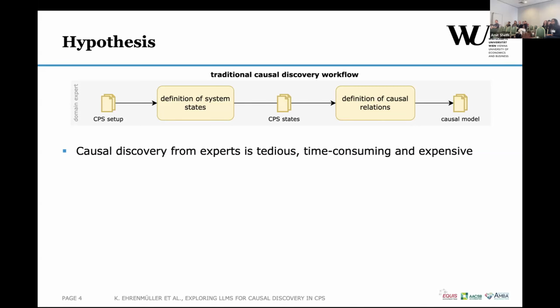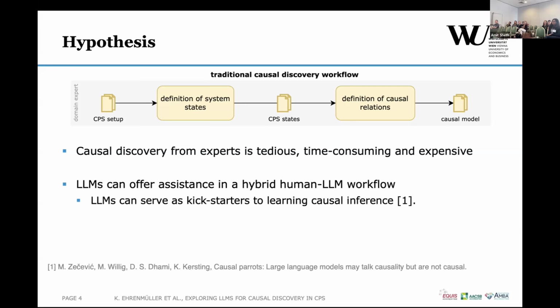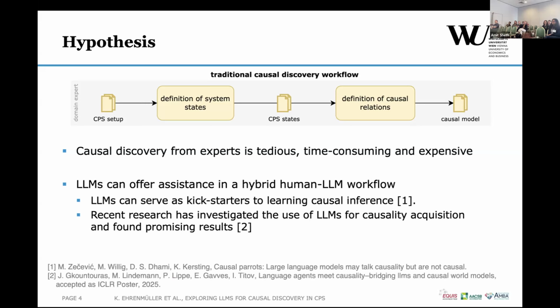So why is this not the ideal workflow? Causal discovery is super time-consuming, tedious, and also expensive, because experts are expensive to talk to. Our hypothesis is that LLMs can offer assistance in a more hybrid workflow, as we already discussed in these workshops, with the LLM in the loop to assist humans in the process. There is some research showing that LLMs can help as kickstarters to learning causal inference, as we also learned in this workshop, and there have also been investigations of LLMs for causality acquisition with promising results.